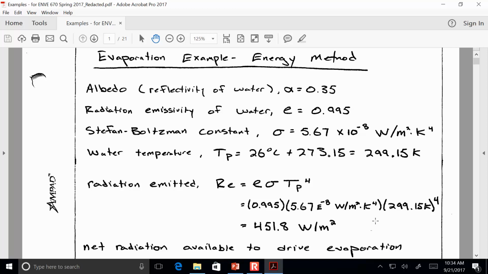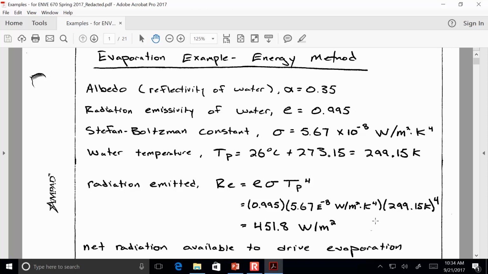So here in the solution, what I started with was putting all the constants that we know out there, and then starting by calculating the radiation emitted by the water, because this energy balance method is trying to find out how much energy can drive vaporization.